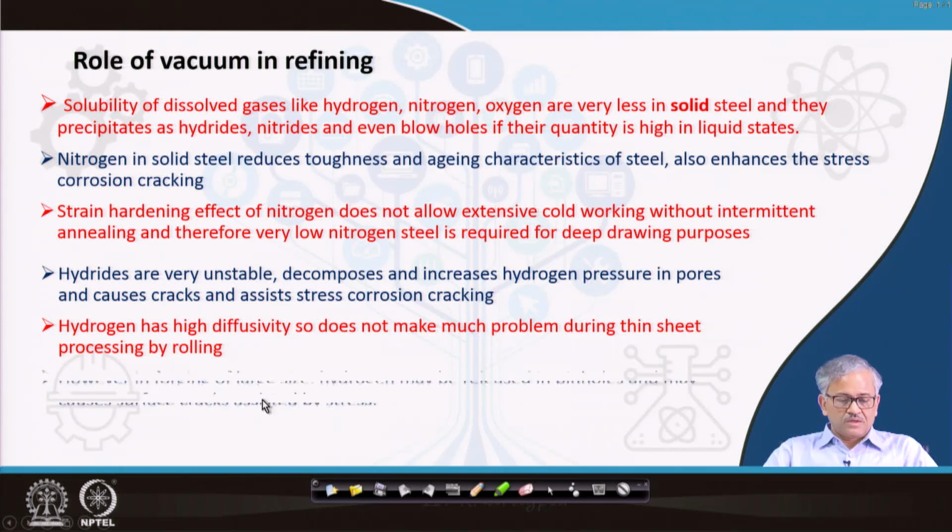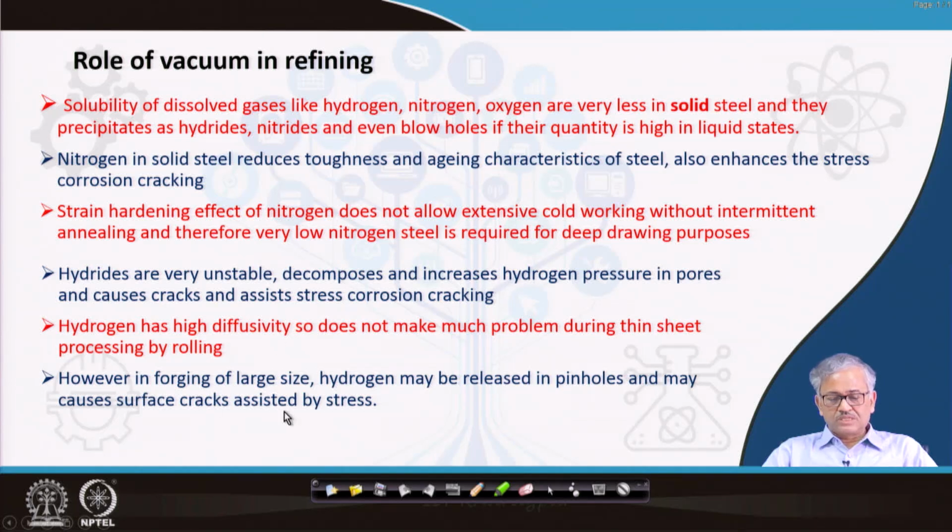If you have hydrogen in it, it is a problem. In forging of large size, hydrogen may be released in the pinholes and may cause surface cracks assisted by stress during forging, because you don't allow the hydrogen to diffuse away. A large object is difficult because of the long distance the hydrogen has to traverse, so it cannot come out of the structure. It remains entrapped as hydrogen gas, and assisted by the stress it can lead to crack generation at the surface. So all these gaseous impurities like nitrogen, hydrogen and oxygen really pose some problem.